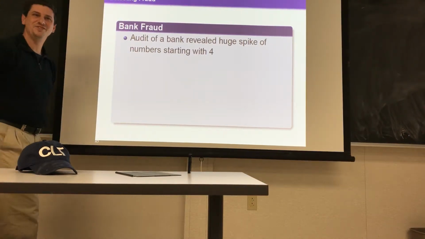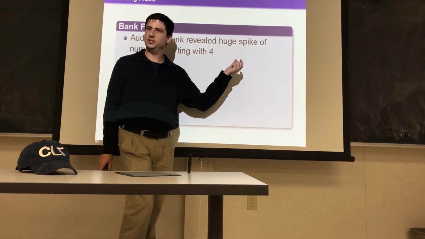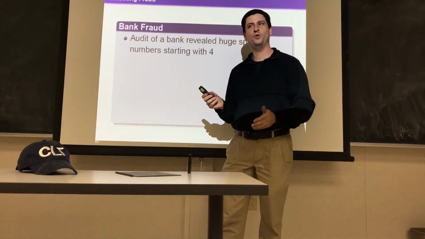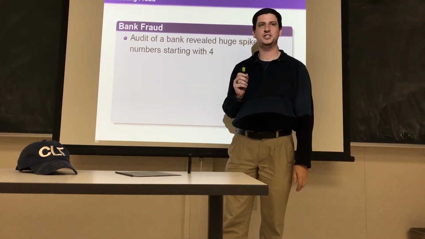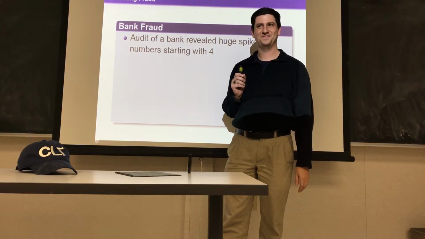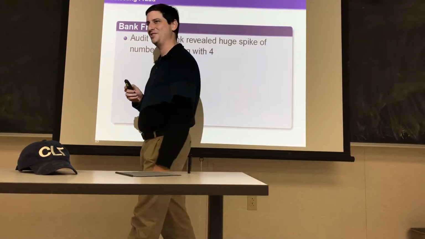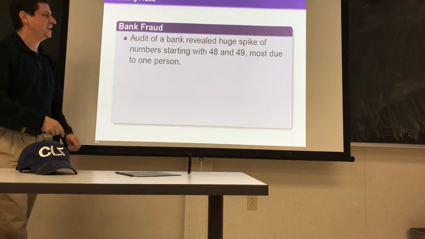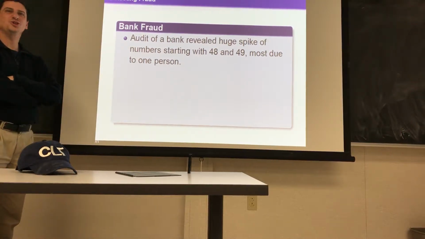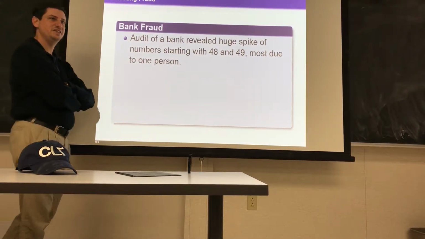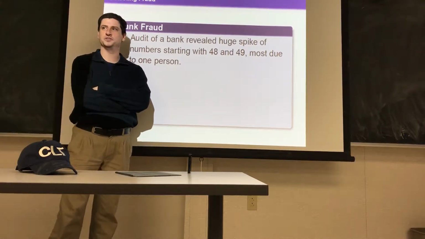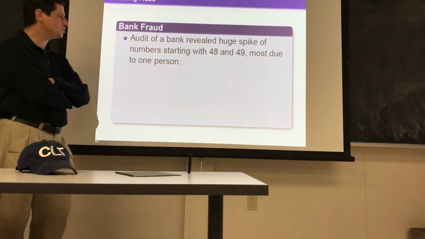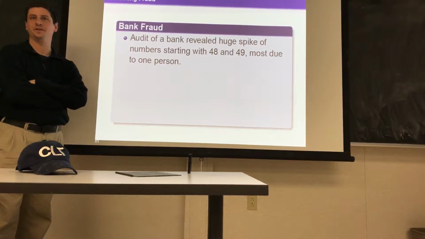Good job. And so they then investigated a little bit further. They looked at all these numbers that were starting with 4, and they found the second digit was very likely to be 1. No, opposite direction. 9. Yes, 8 and 9. So there were a lot of transactions in this bank with 48s and 49s. And in fact, a lot of these were coming from one person.